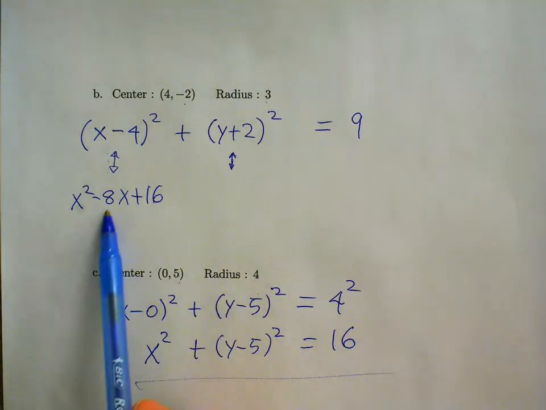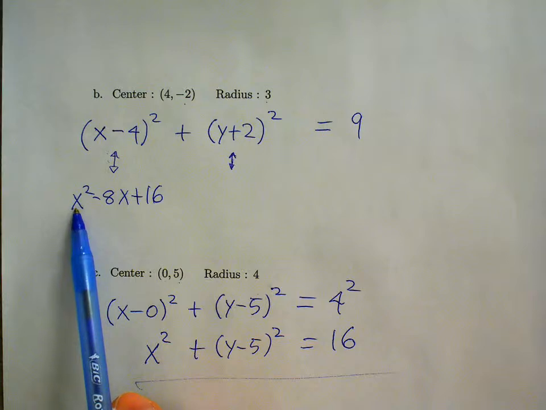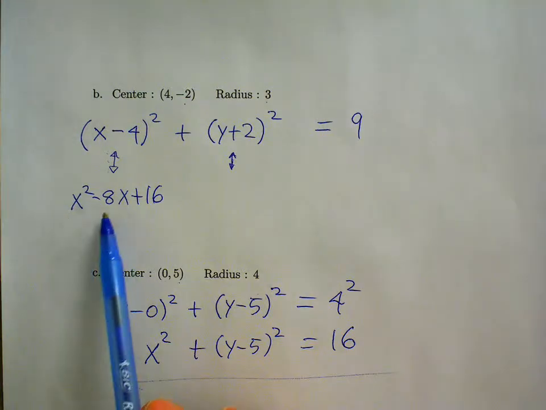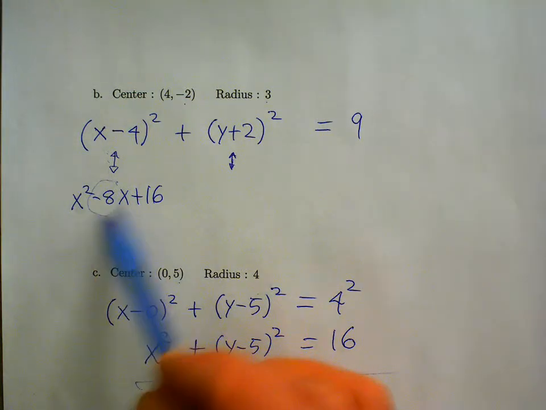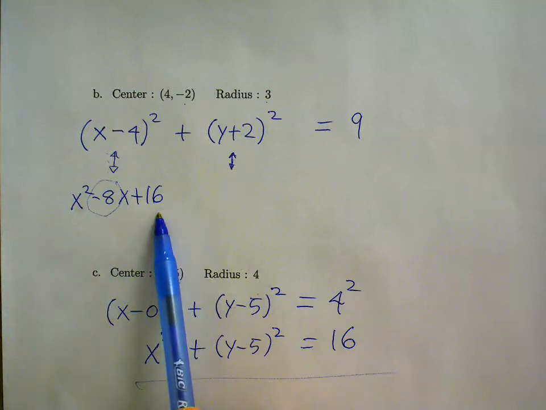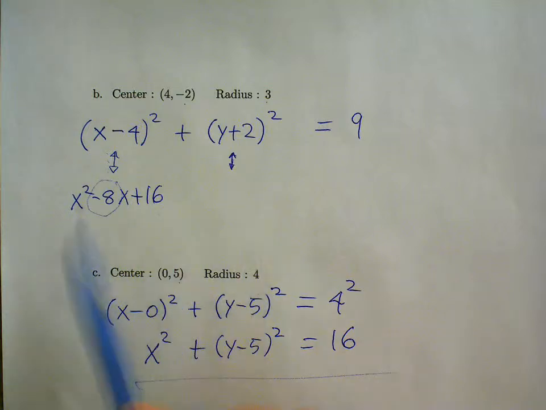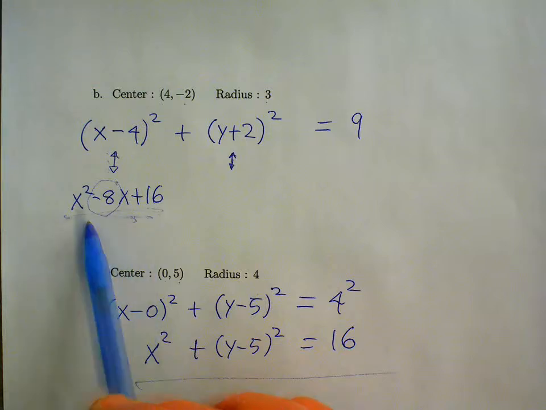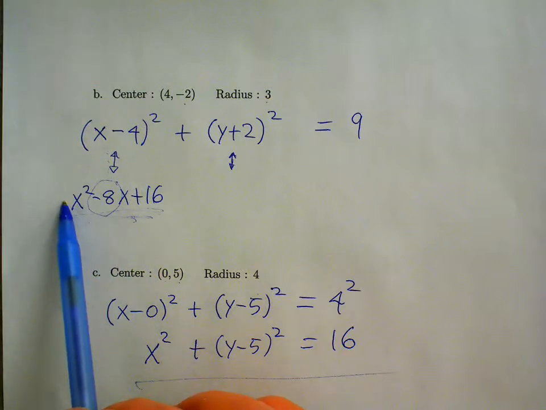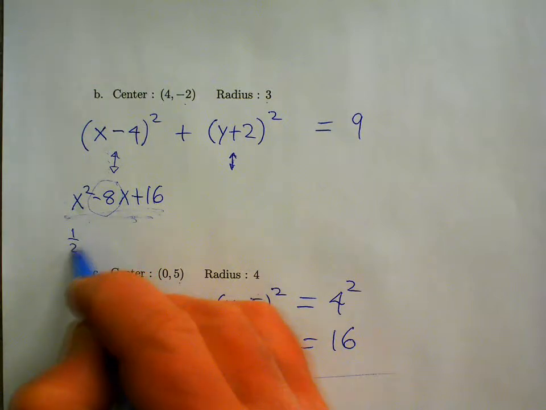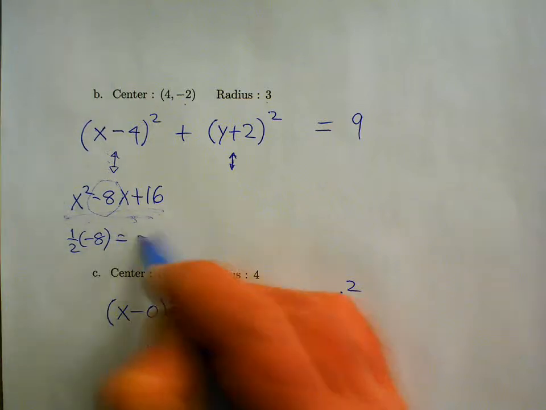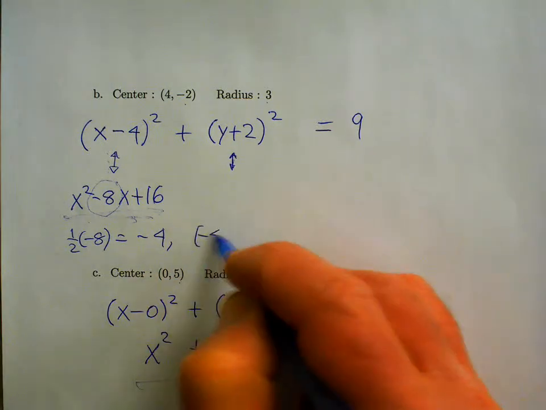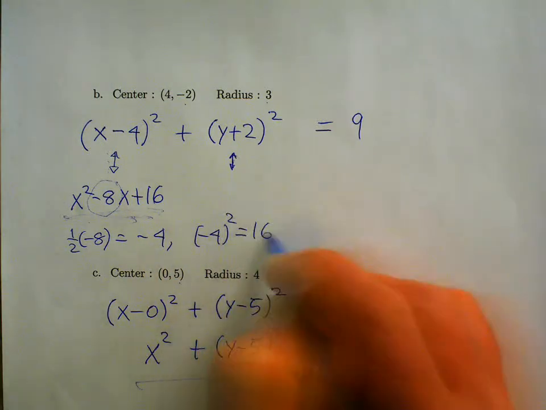Note that since the coefficient of x squared is 1, if we take half of negative 8 and square it, we get 16. Right? That's the pattern of a perfect square trinomial when the coefficient of x squared is 1. Half of -8 is -4, and then when you square -4, you get 16.